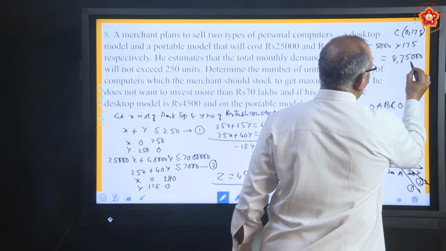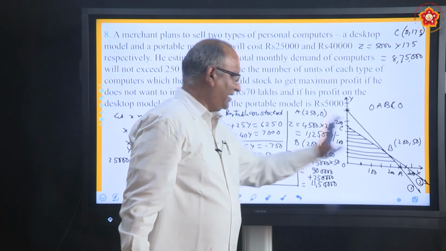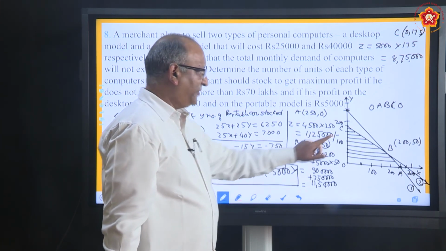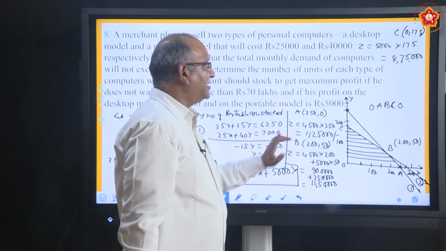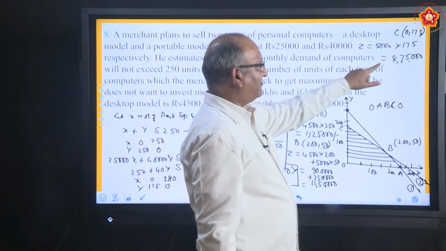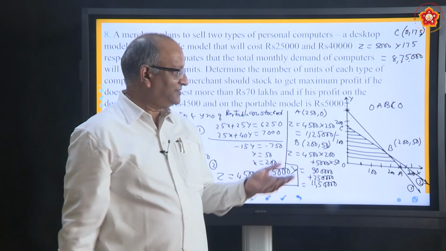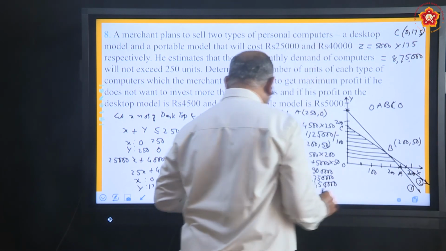8 lakhs 75,000. So, if you are taking the point A, the profit is 11 lakhs 25,000. If you are taking the point B, the profit is 11 lakhs 50,000. If you are taking point C, the profit is 8 lakhs 75,000. So, the highest is B. So, this is the answer. So, what is the answer?